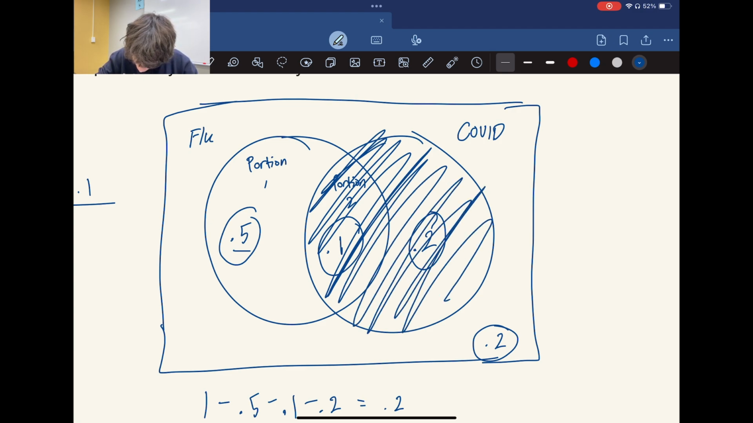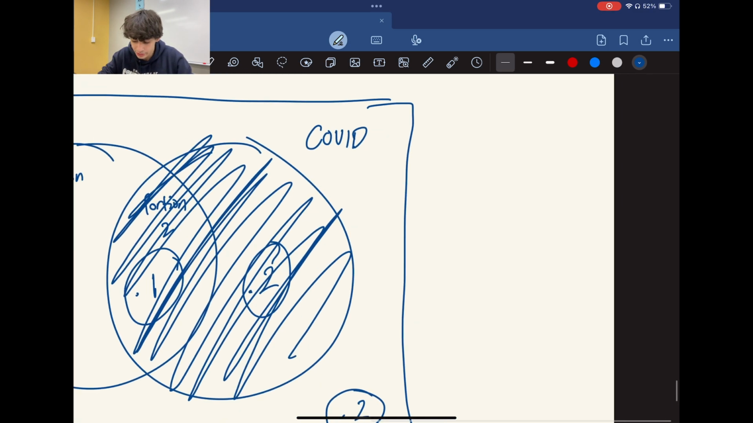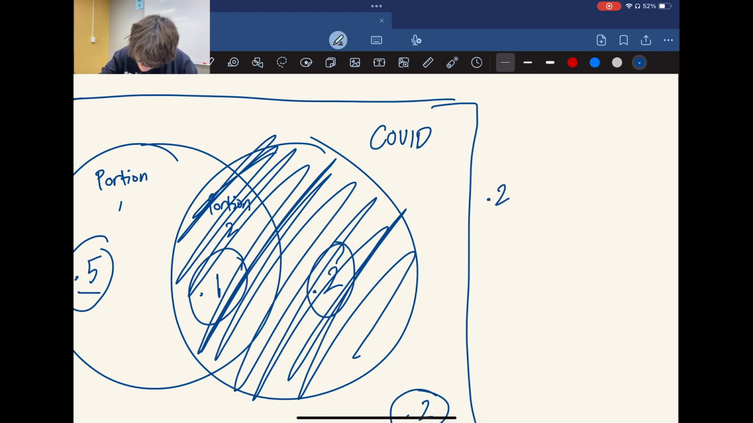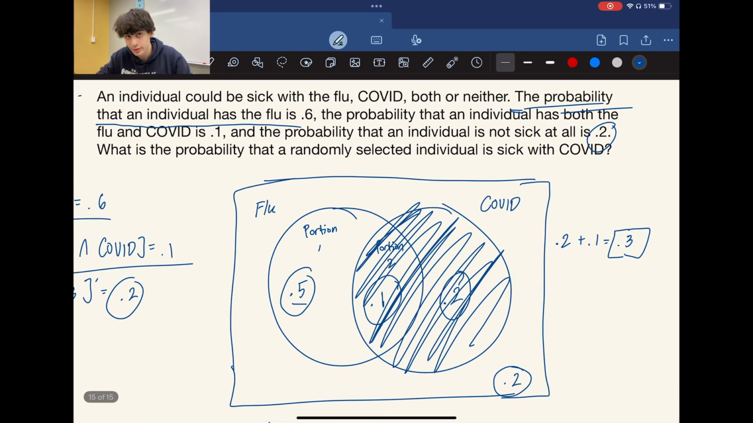This is the COVID circle. We have 20% of people that are sick with just COVID. We have 10% of people that are sick with COVID and the flu. And they're all sick with COVID, so we're just going to add them up. So the 0.2, which is just people that have COVID, and the 0.1, people that have COVID and the flu, is going to equal 0.3. So there's a 0.3 or a 30% chance that a person that is randomly selected is going to be sick with COVID.